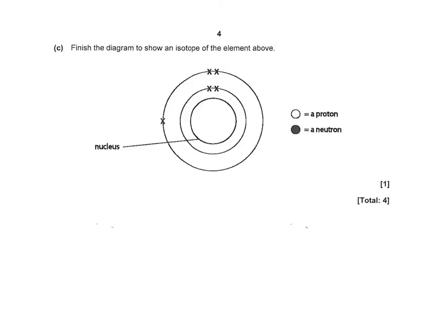Now finish the diagram showing an isotope of the element above. So if you count the number of protons in the last element, it had 5. So an isotope, remember, has the same number of protons, but a different number of neutrons. The last one had 6 neutrons. So you just got to put any number of neutrons other than 6. So you just put 1 if you like, and that would be an isotope.